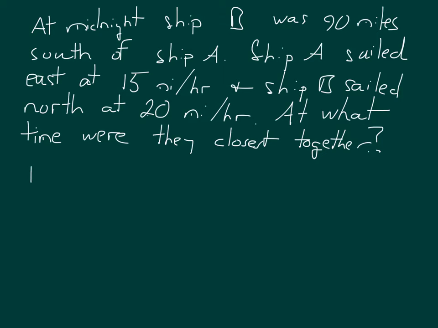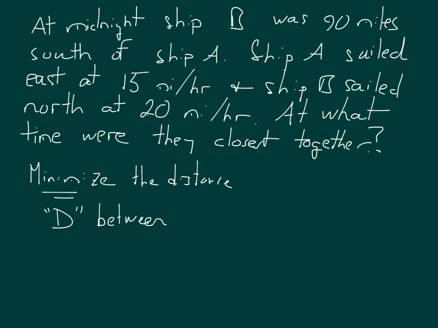We are supposed to minimize the distance, we'll call it D, between ship A and ship B. Okay, so to find when the distance from A to B takes a minimum value, we're going to want to be able to write D as a function of one variable and then use our knowledge of calculus to find when this function of one variable takes a minimum value.